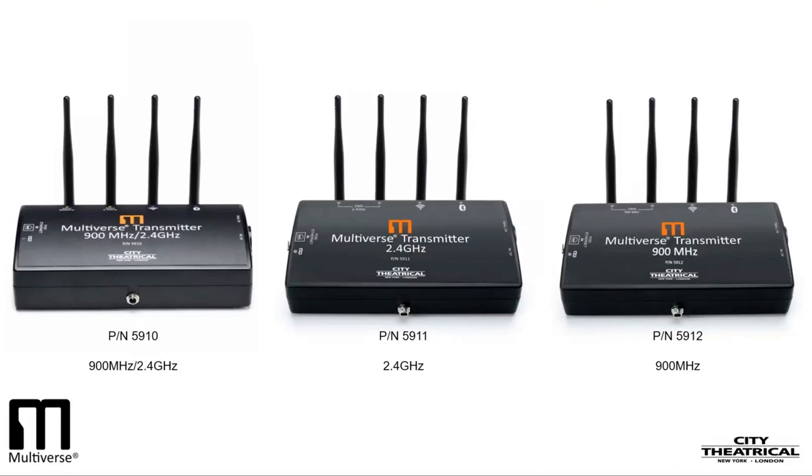Part number 5912 has two 900 megahertz radios, which allows you to transmit up to 8 universes. This model is for use only in North America. Today I'll be setting up and describing the 5910, the dual band model, but the setup and use of all three models is the same.